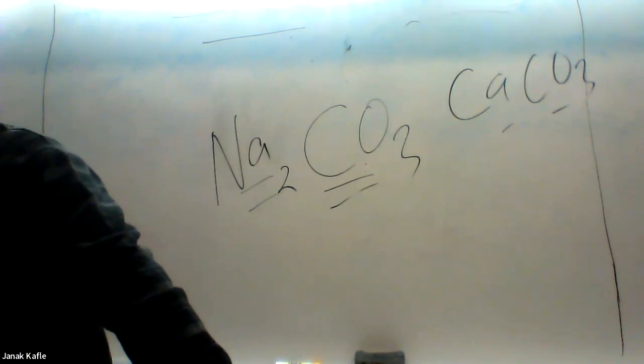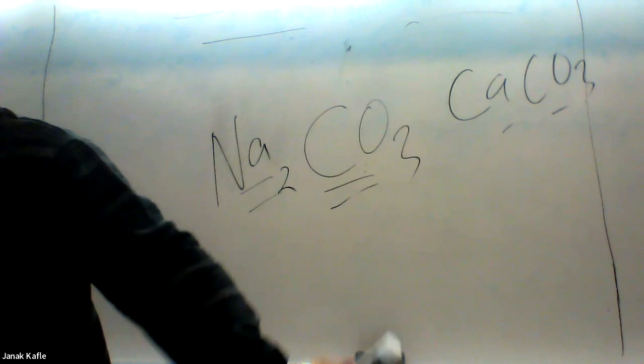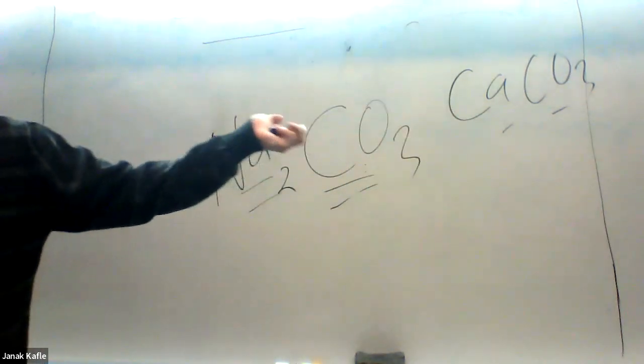Ammonium carbonate soluble, ammonium phosphate soluble, ammonium oxalate soluble, ammonium chromate soluble, everything sitting with ammonium and these elements and BaS, these compounds are soluble, all other things are insoluble. So let's write another one.